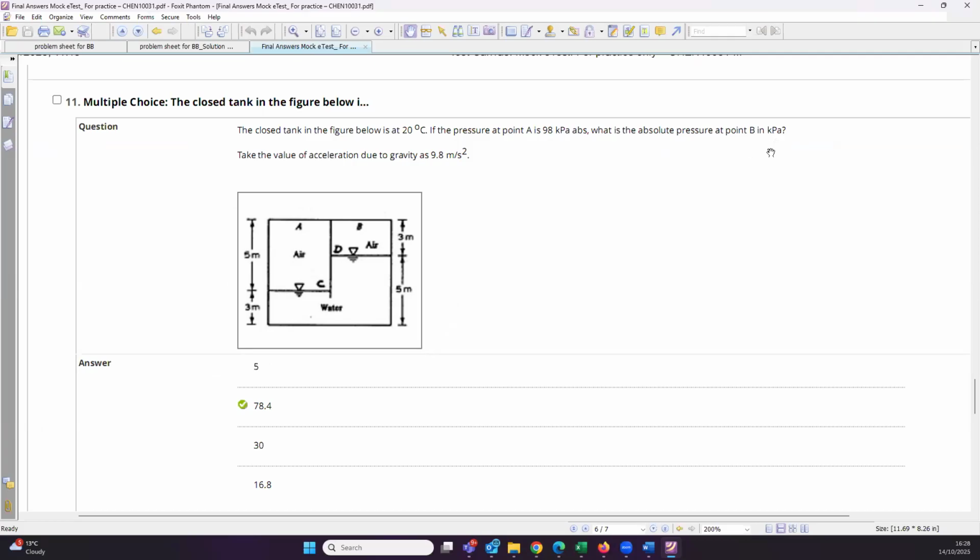Is it clear now or not? So you don't really need the density of air to solve it. You use the same idea that we have practiced a number of times now to find the point where we can equate pressure and where we know the data. That's the most important thing.